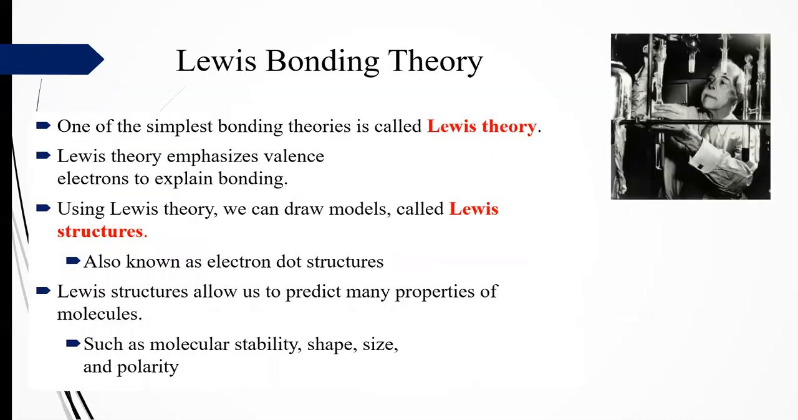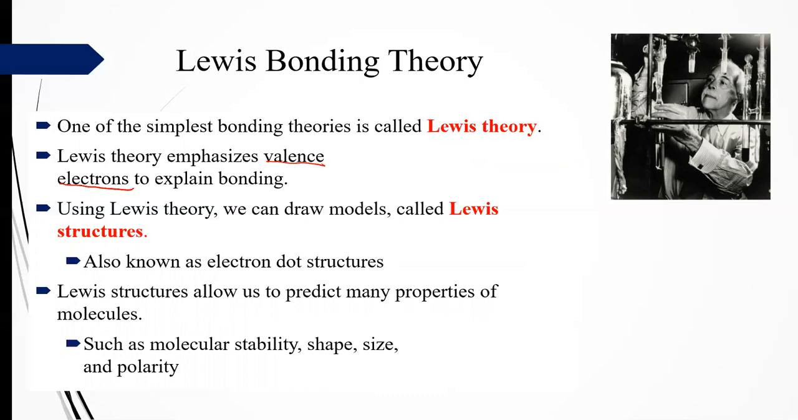The first one that we start with is called the Lewis bonding theory, and it's one of our simplest models. Since then, our bonding understanding has evolved, and there are more advanced models, but the Lewis model is a good one for us to start with. Lewis theory basically emphasizes the valence electrons. It ignores all of those core electrons, the ones in the lower energy levels, and focuses only on the electrons in the outermost energy shell.